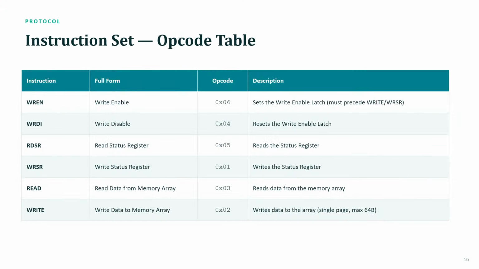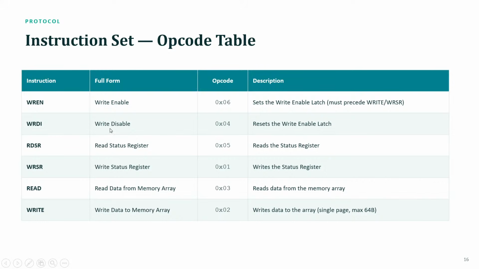Okay. Now, we have different kinds of opcodes which we are going to follow for our memory to know what kind of operation we need to do. So the very first opcode is write enable. It is going to enable the latch and enable the write operation. And the opcode for it is hexadecimal 6.